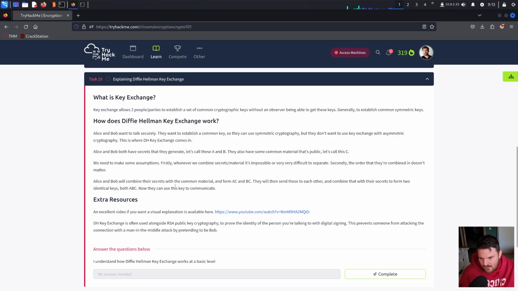Alice and Bob will combine their secrets with the common material and form AC and BC. They will then send these to each other and combine that with their secrets to form two identical keys, both A, B, C. Now they can use this key to communicate. This is basically Diffie-Hellman key exchange.